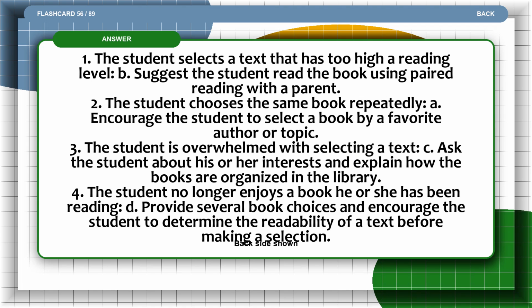The answer is 1. The student selects a text that has too high a reading level: B. Suggest the student read the book using paired reading with a parent. 2. The student chooses the same book repeatedly: A. Encourage the student to select a book by a favorite author or topic. 3. The student is overwhelmed with selecting a text: C.